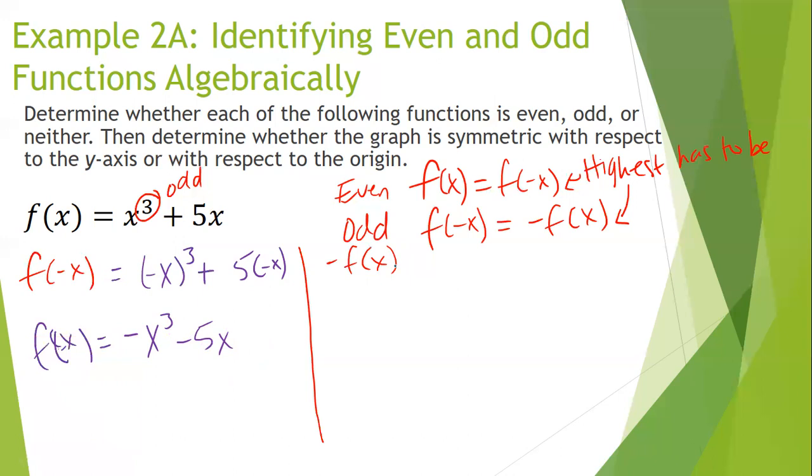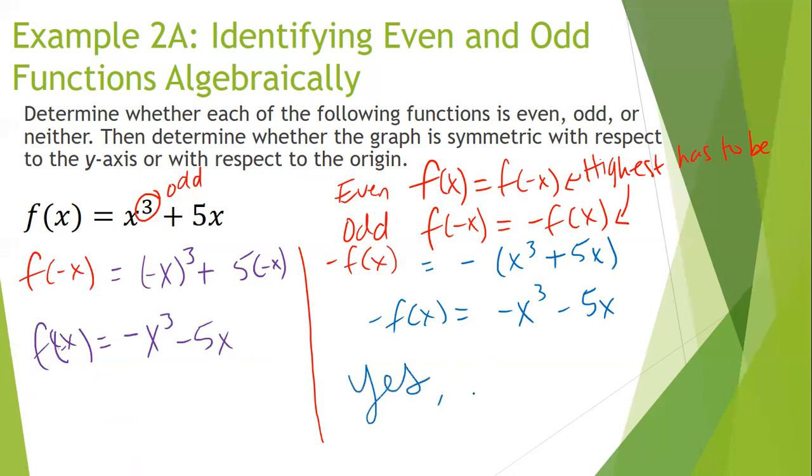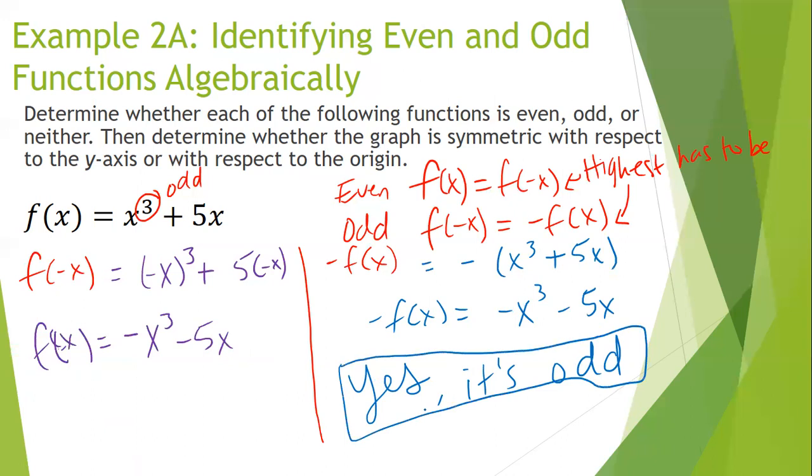Now on the other side, I'm going to test to see if I get the same thing. When there's a negative on the outside of a function, what is that doing to all of the terms? It changes their signs. So negative f of x equals negative x cubed minus 5x. Are these both the same? Yes. So guess what that means? It's odd. And that's how you algebraically show that a function is odd.